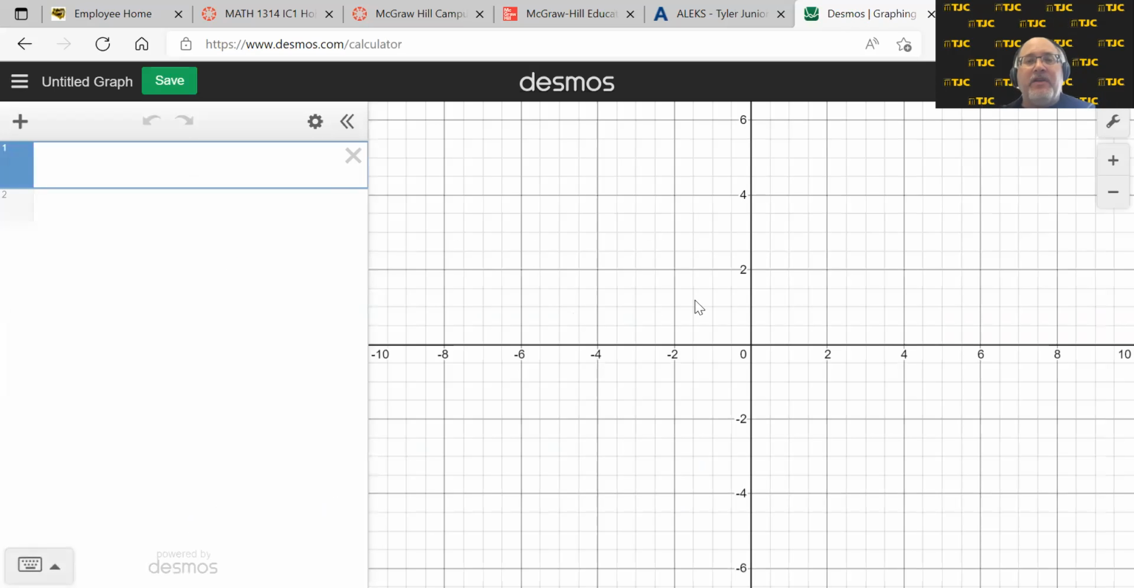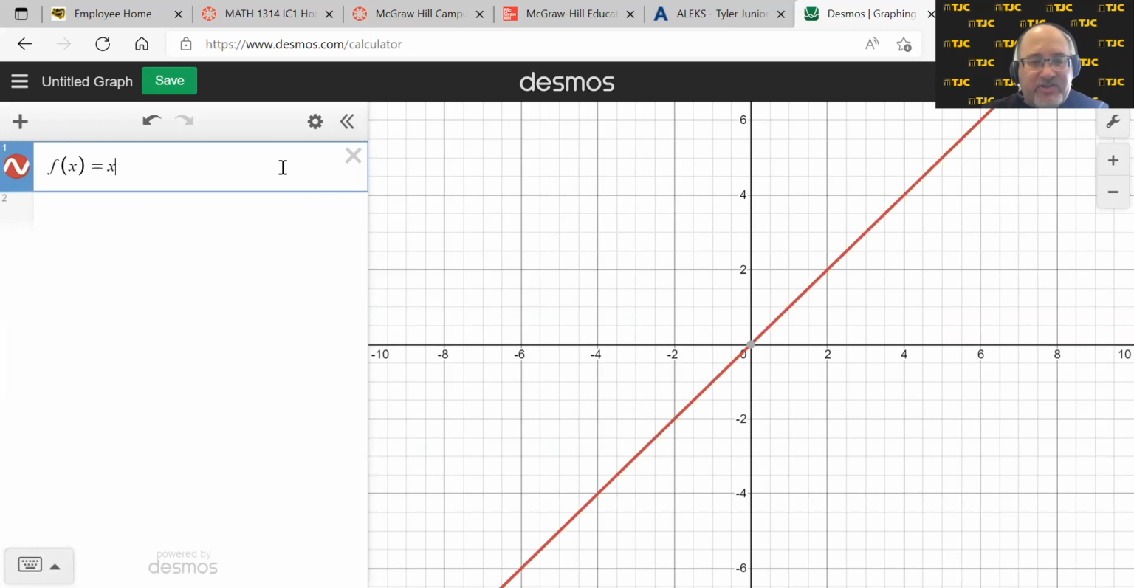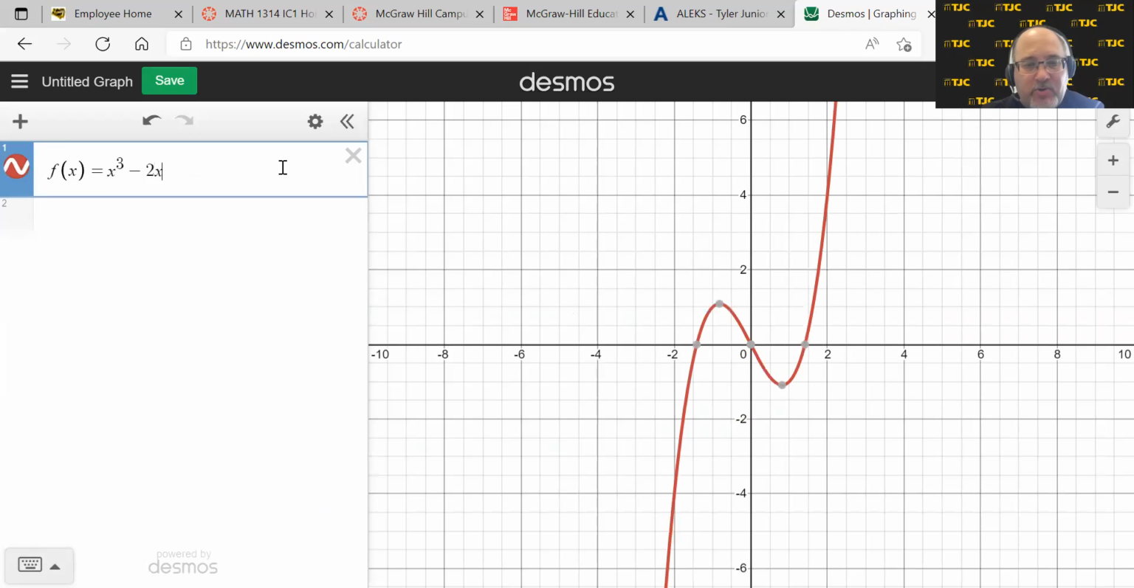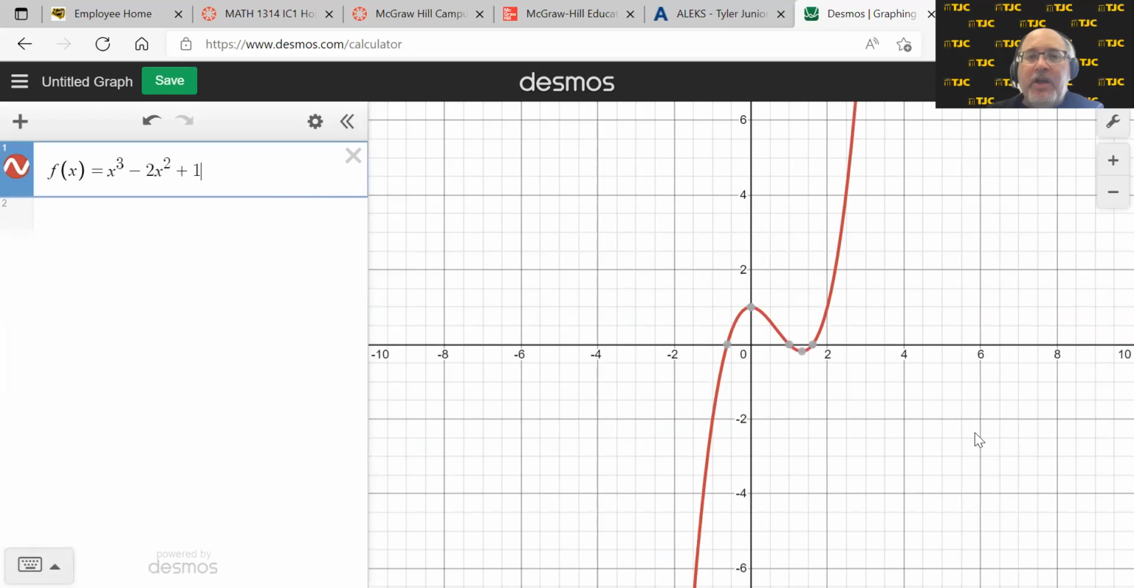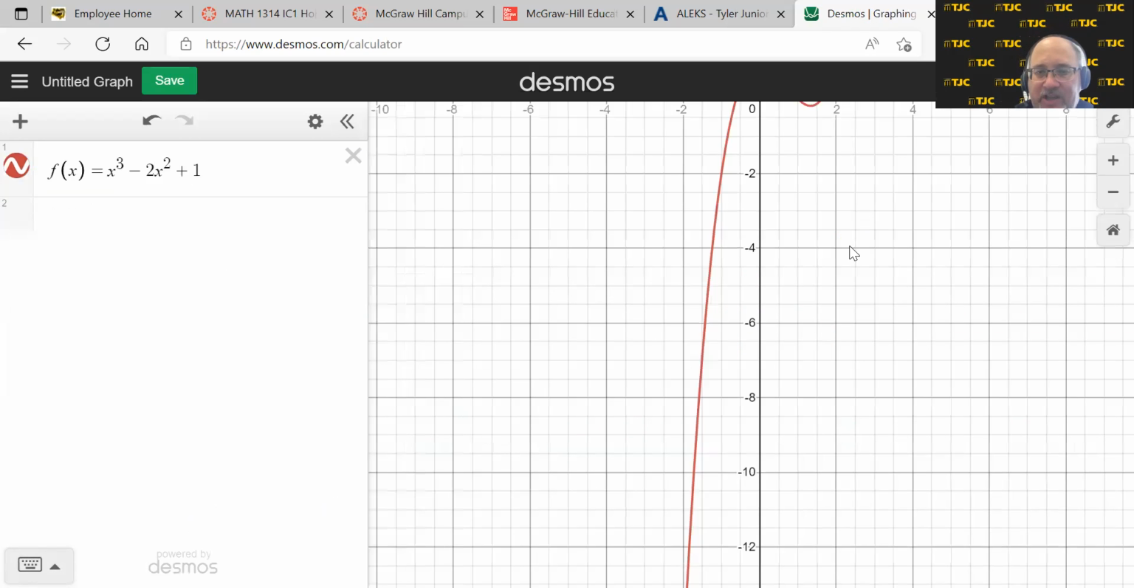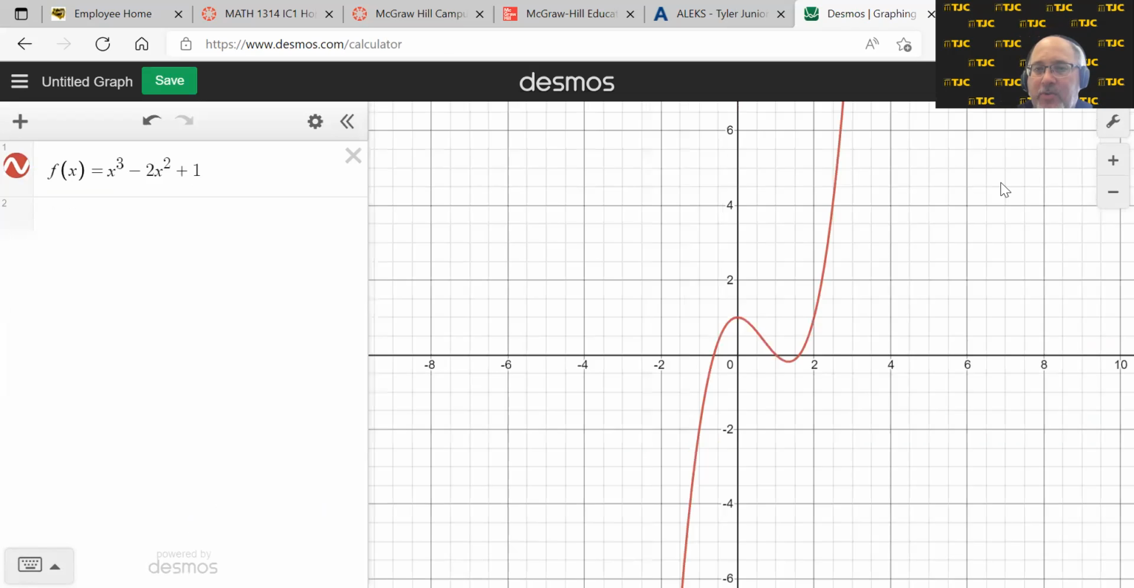graphing calculator. For example, if I were to graph f of x equals x to the third power minus 2x squared plus 1, you'll notice that this graph is continuous. It's not broken anywhere from left to right. It just keeps going. Now it's got some special dots highlighted, and I'm not too terribly worried about those right now. But this graph is not broken anywhere. It's continuous all the way around.